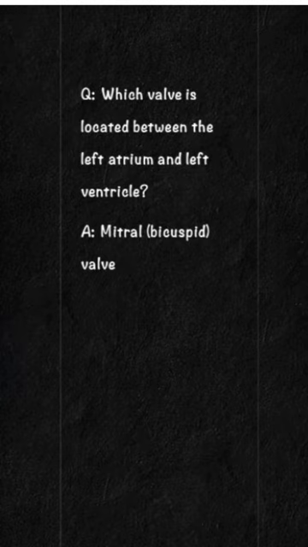You should focus on the terminology and anatomy. The question, which valve is located between the left atrium and left ventricle? The answer is mitral or bicuspid valve. Please study with understanding. Don't just memorize or use shortcuts or hacks. If you truly understand the structures, it will be much easier for you during the exam.